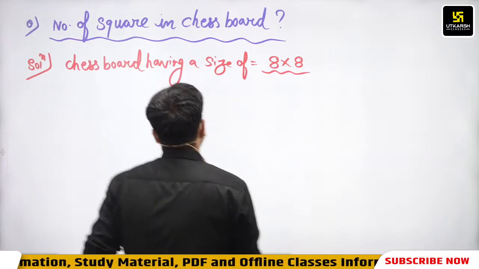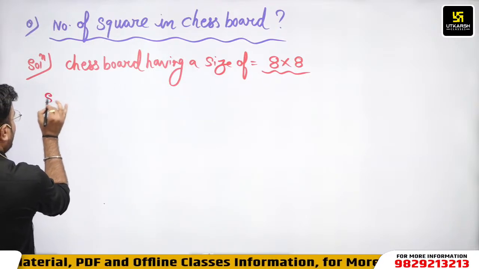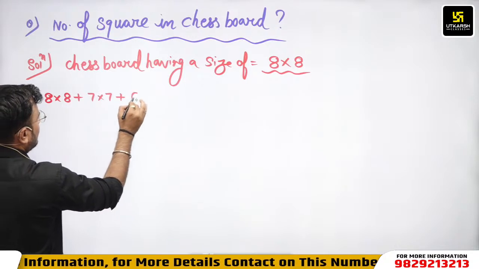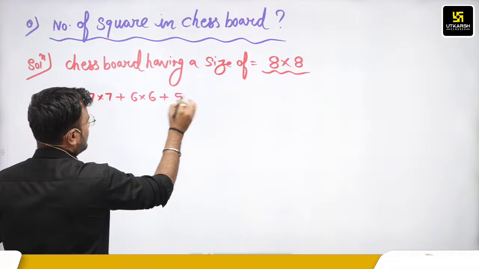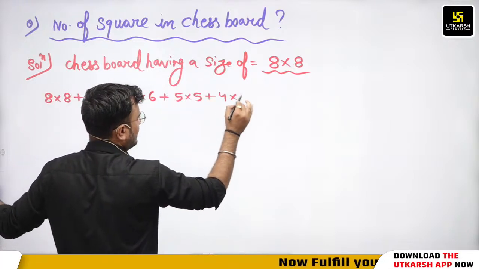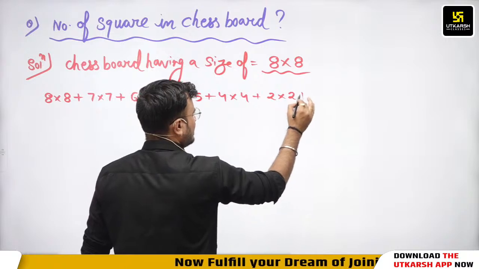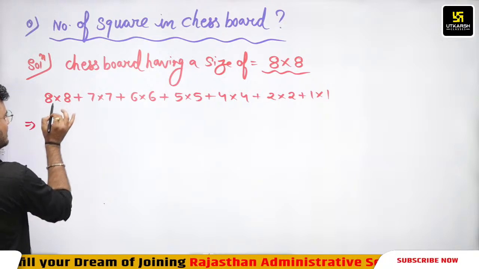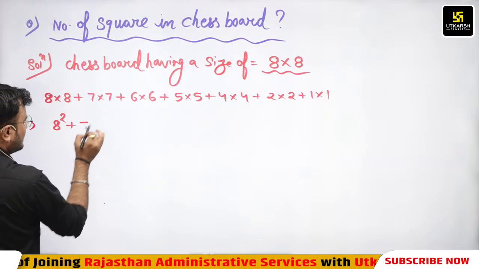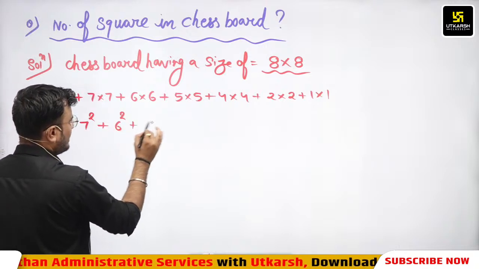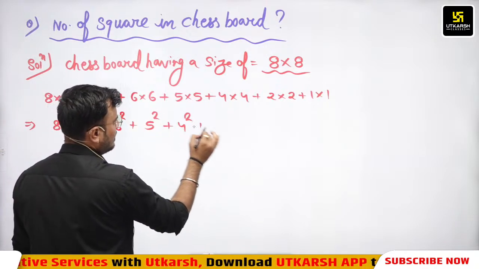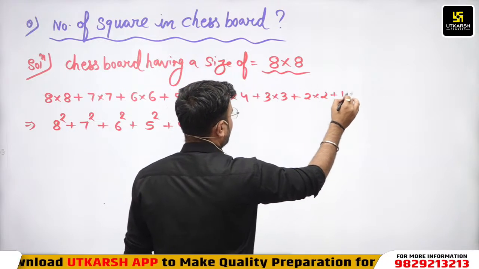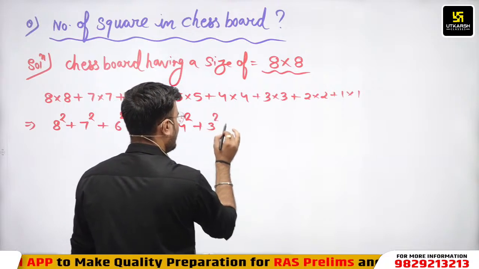Now, starting with 8 into 8, we reduce 1 from both numbers and repeat the same process again and again till 1. So you can see that we need to add 8 square plus 7 square plus 6 square plus 5 square plus 4 square, 3 into 3, 2 into 2 and 1 into 1. 3 square, 2 square and 1 square.